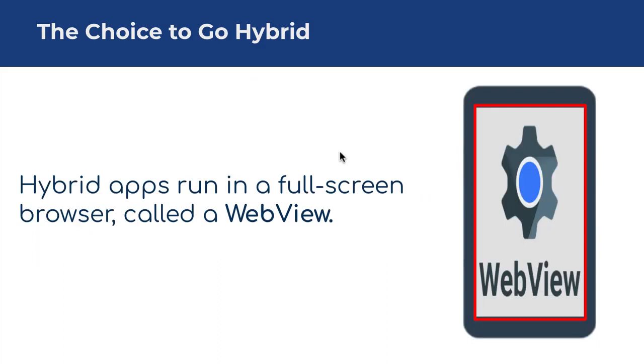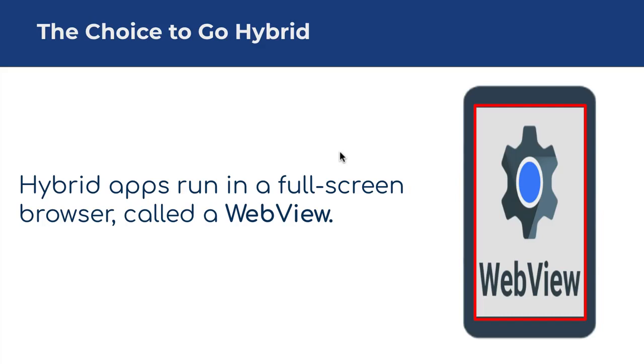Hybrid apps run in a full screen browser called a WebView that is invisible to the user. Through customizable native plugins, they can access the native features of specific mobile devices, such as the camera or Touch ID, without the core code being tied to the device. That means hybrid-built apps can run on any platform or device, all from a single code base, while still delivering a native look and feel.